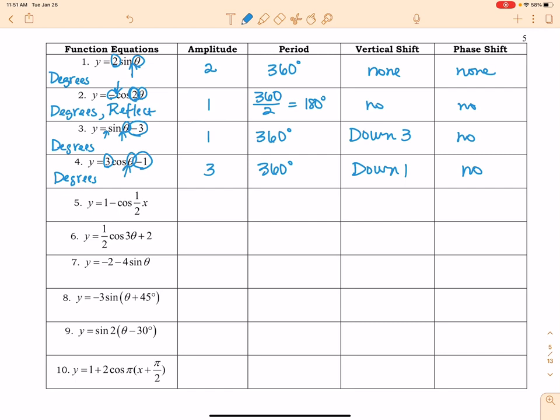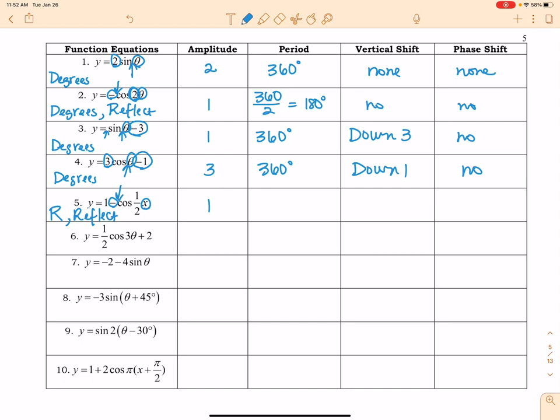All right, number 5. We have y equals 1 minus cosine 1/2 x. Notice there's an x here. That means we are in radians. Oh, I forgot one thing. Sorry, babies. Since there is a negative right here, it means we do have a reflection. Okay, and now, of course, since there's an understood 1 in front of cosine, our amplitude is 1.